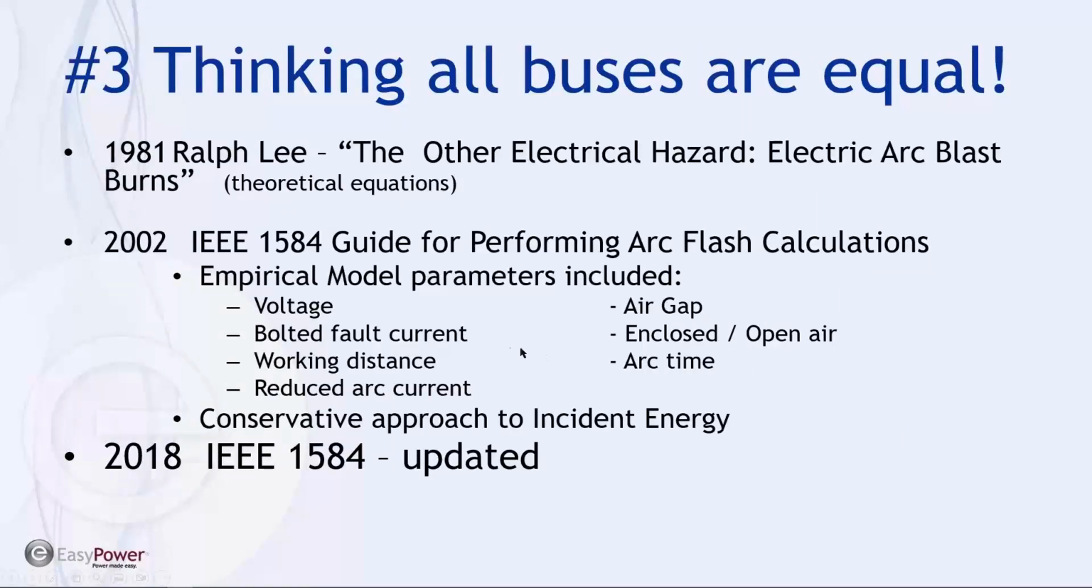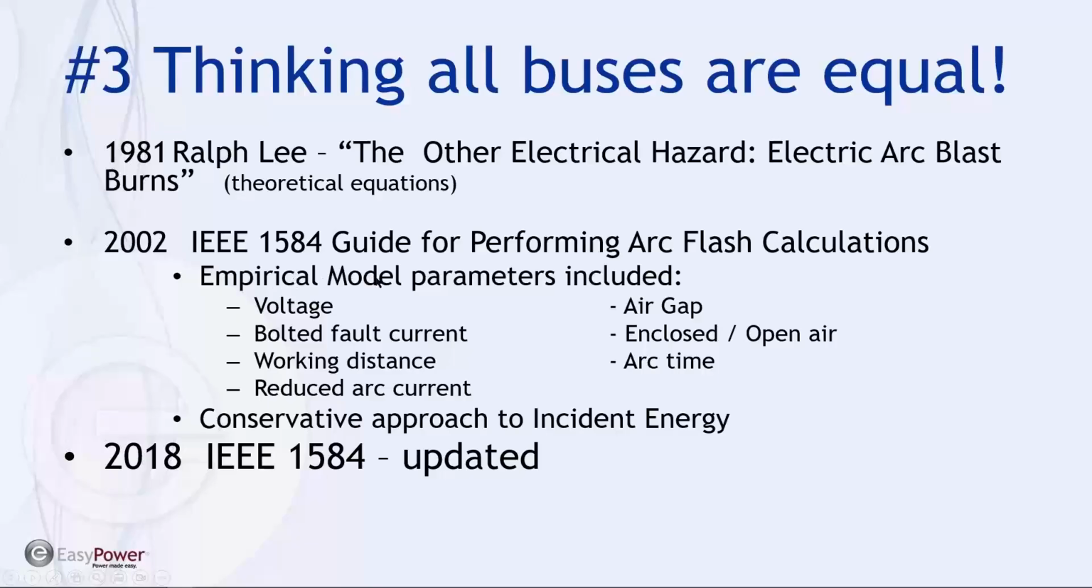The third mistake is thinking that all buses are created equal. In the early 80s, when Ralph Lee proposed that there is a hazard that can be identified other than electroshock, it was a different way of thinking about safety, electrical safety. And it wasn't until 2002 when some sort of testing database was developed, which resulted in the IEEE 1584 guide for performing arc flash calculations.